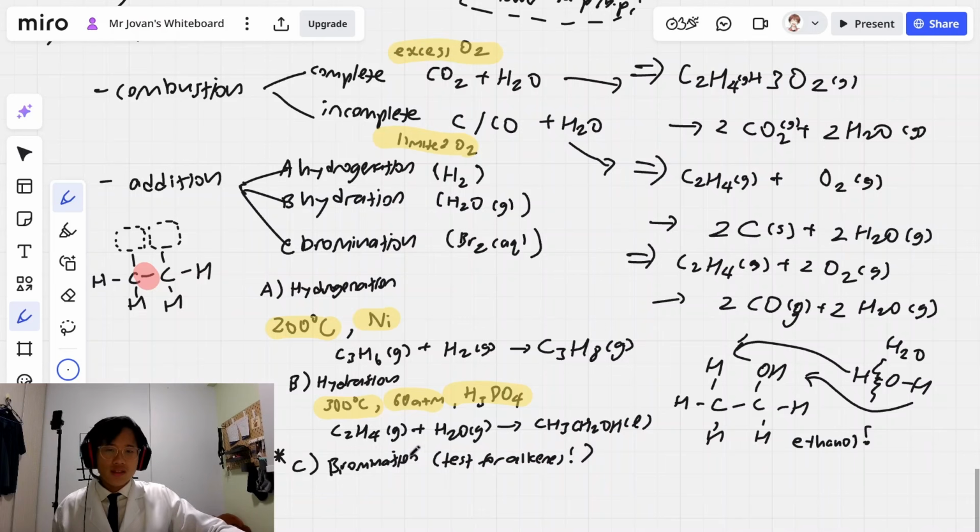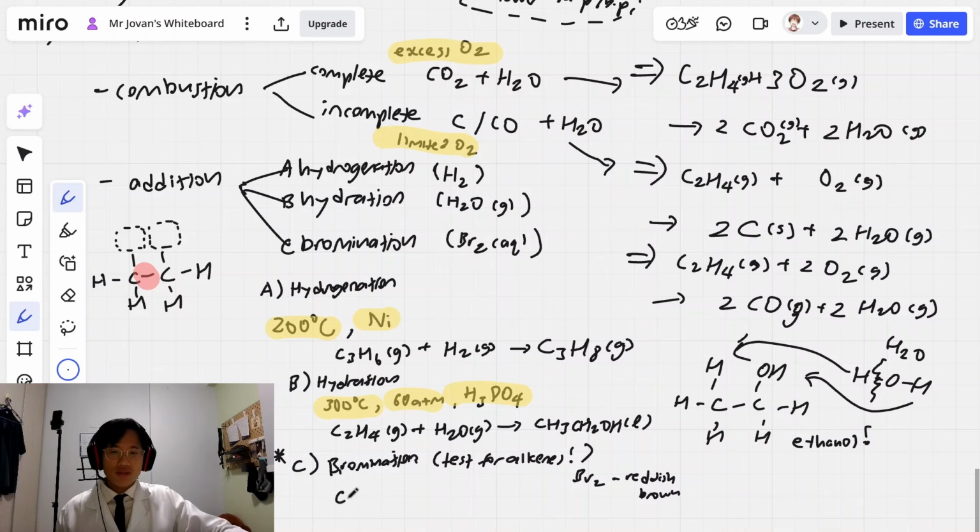Why? Because bromine changes color. That's how we determine. Normally bromine, before I add, is reddish brown. But if I were to add bromine into the reaction, this reddish brown will disappear. That's how I see whether there is an alkene present or not.